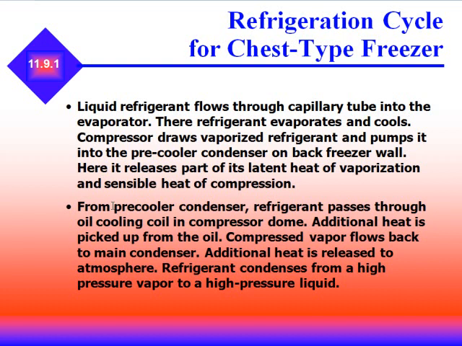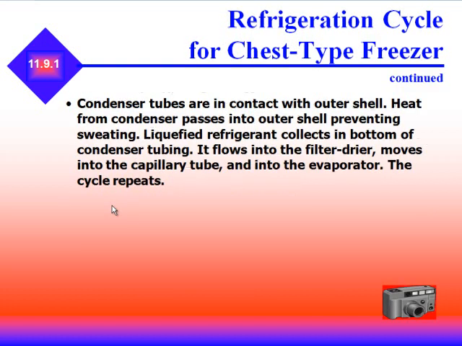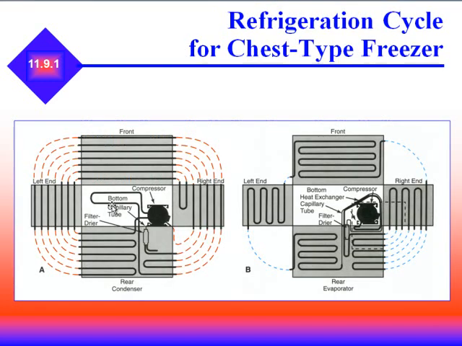Compressed vapor flows back to the main condenser. Additional heat is released into the atmosphere. The refrigerant condenses from a high-pressure vapor to a high-pressure liquid. The condenser tubes are in contact with the outer shell. Heat from the condenser passes into the outer shell, preventing sweating. Liquefied refrigerant collects in the bottom of the condenser tubing. It flows into the filter dryer, moves into the cap tube, and into the evaporator. The cycle repeats itself all over again. And this is a refrigerant cycle for a chest-type freezer. Notice everything is built into the walls.